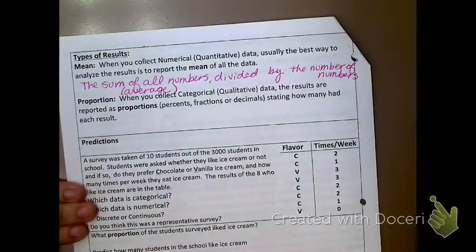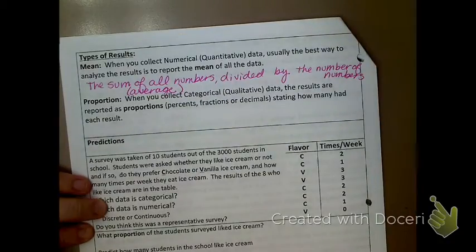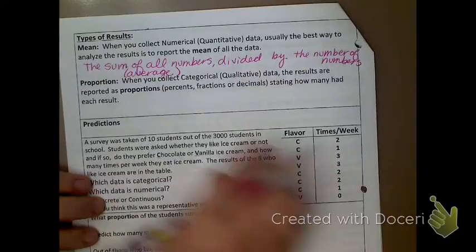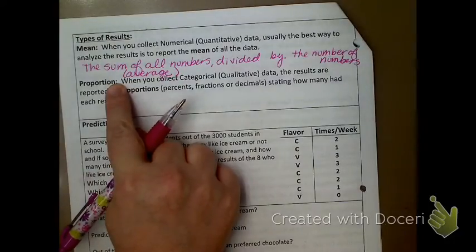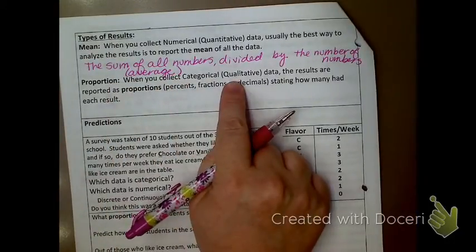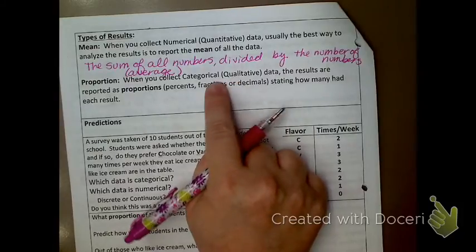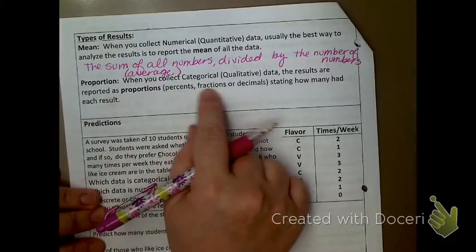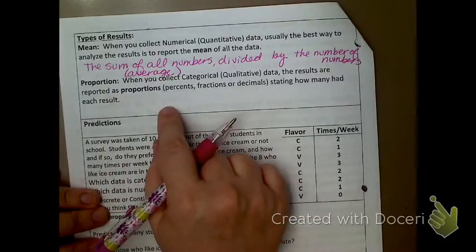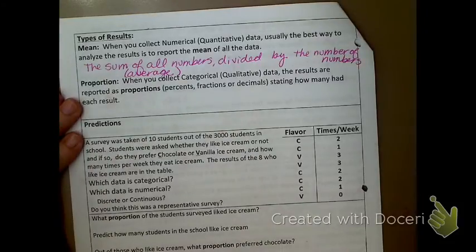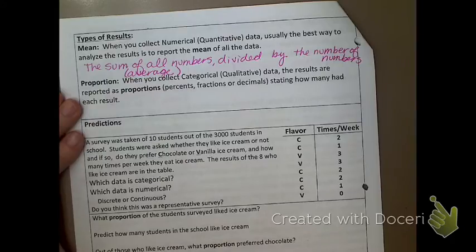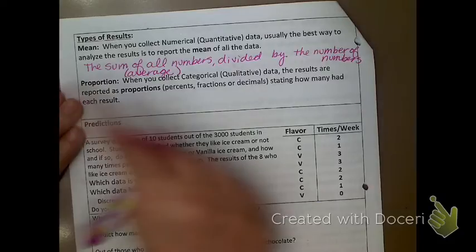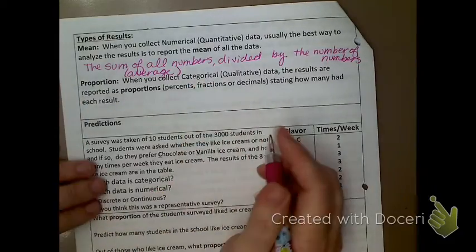Okay? Often standard deviation will also be used. We will learn about that later. When you count, proportion can also be a type of results. When you collect categorical data or qualitative data, these terms are used interchangeably, by the way, the results are reported as proportions, percents, fractions, or decimals, saying how many had each result. So, for example, we could say 25% of the population say that their favorite color is green. That's a proportion or a percent that would be used to represent categorical or qualitative data.